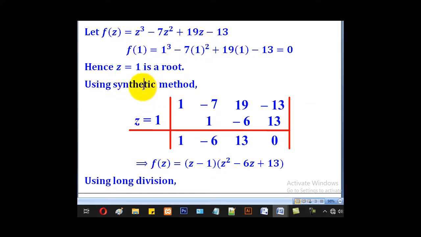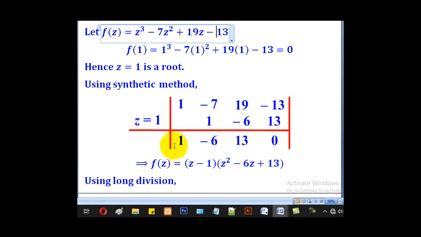So if we begin with the synthetic method, we have to put there our one root, which is z equal to 1. Then here we put the coefficients of the given equation, which is 1, negative 7, 19, negative 13. After doing that, we shall now bring this 1 down. So 1 here, 1 here. What is here is what we bring down.